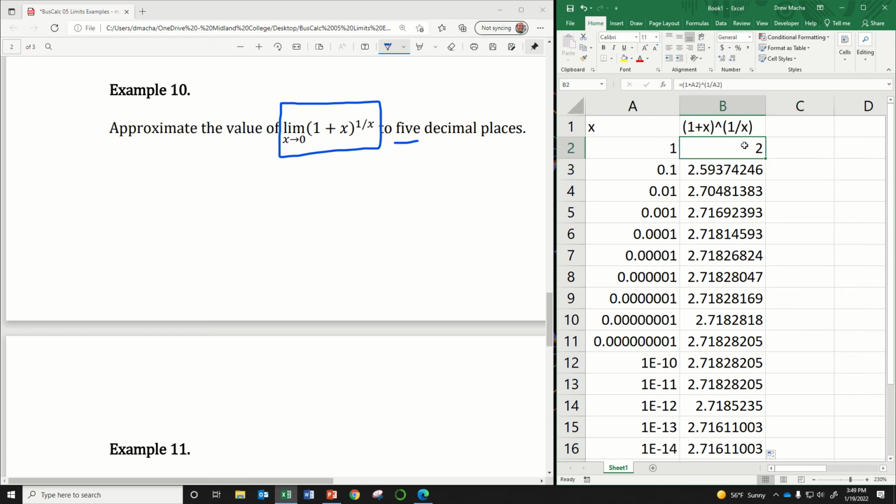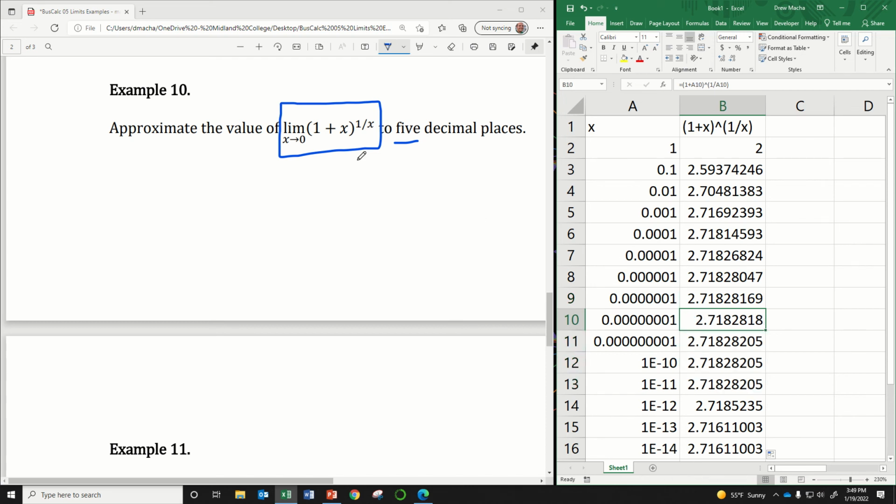When's the first time that the first 5 decimal places are actually the same from one row to the next? It seems like it's right in here, when I get to 2.71828. That 71828 is the same for row 8 in my table, row 9, row 10, row 11, and it stays the same as I go down. So these are actually all accurate to 5 decimal places. I've gotten close enough with my x value that it works.